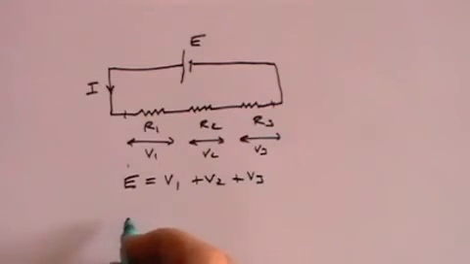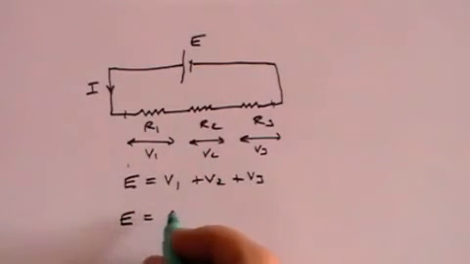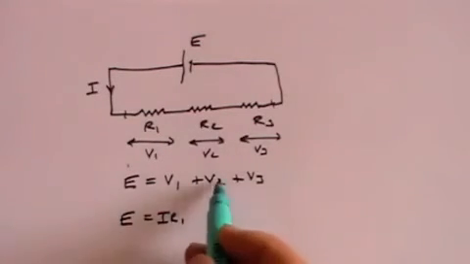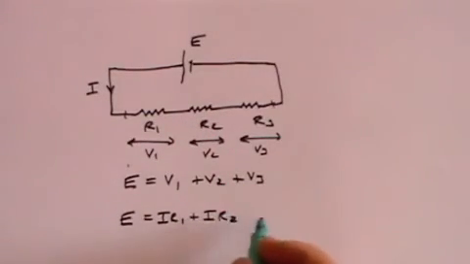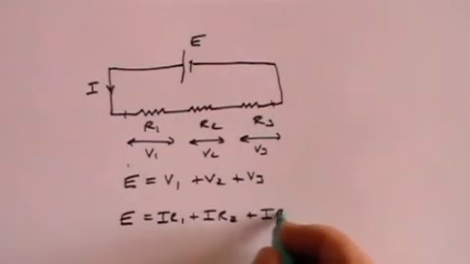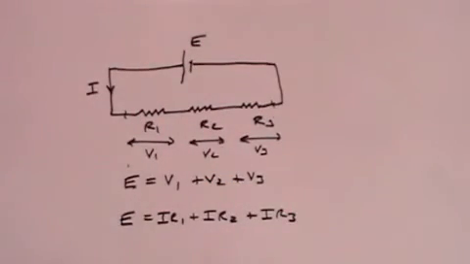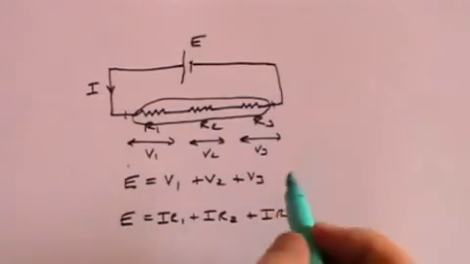Well, what is V1? Well, V equals IR, so V1 is simply IR1. What is V2? It's IR, so it's IR2. What's V3? It's IR, so it's IR3. Now, what we're trying to find is what is the effective resistance of those three in series.